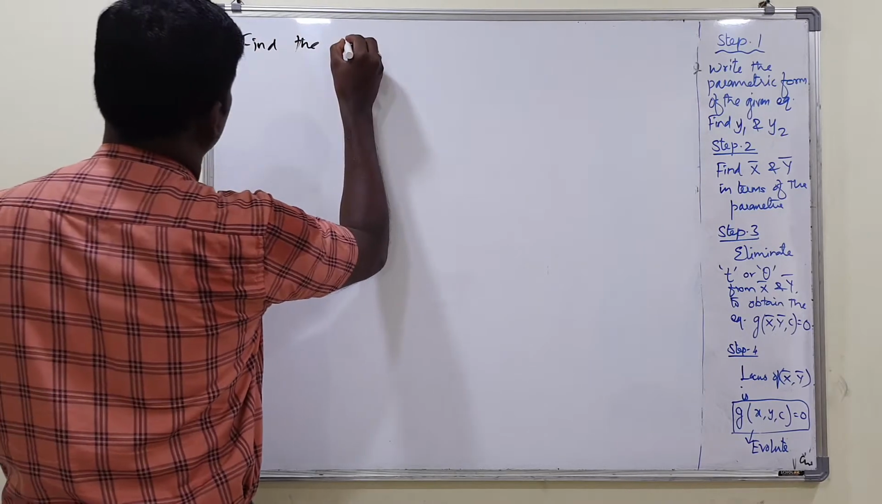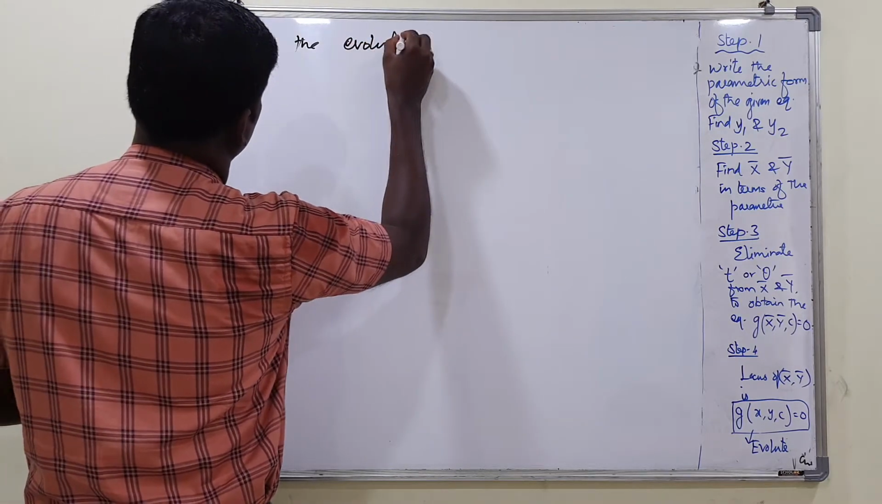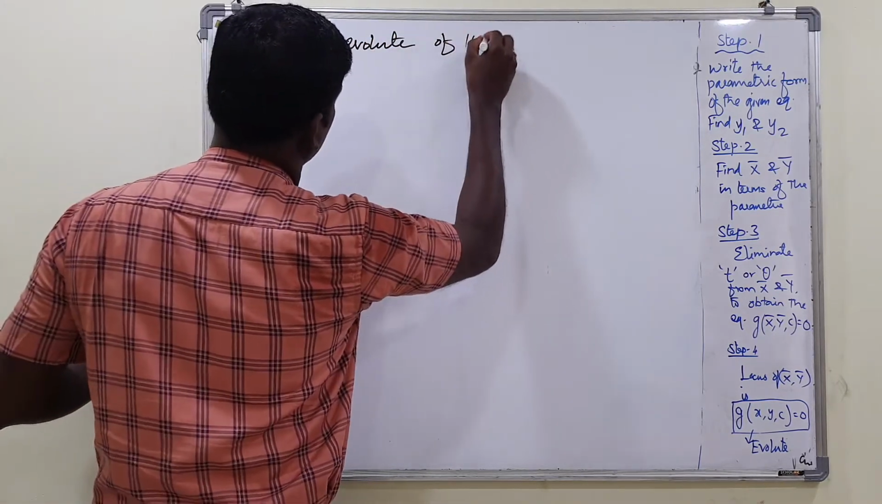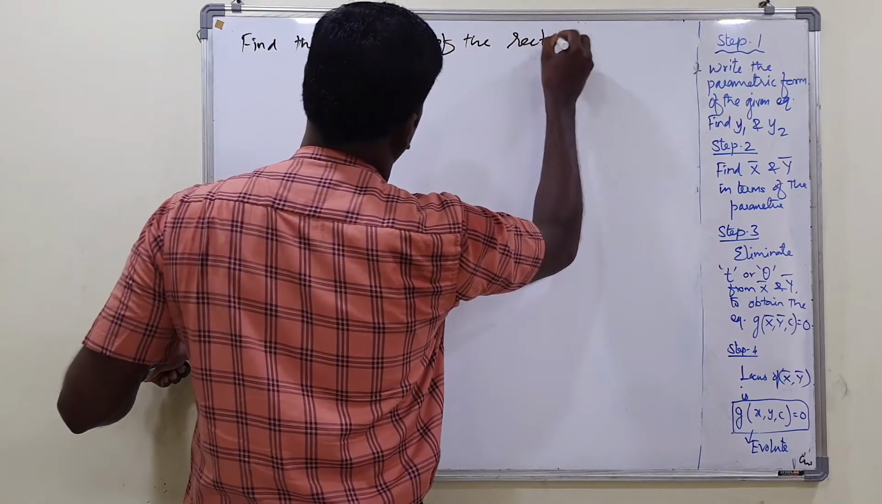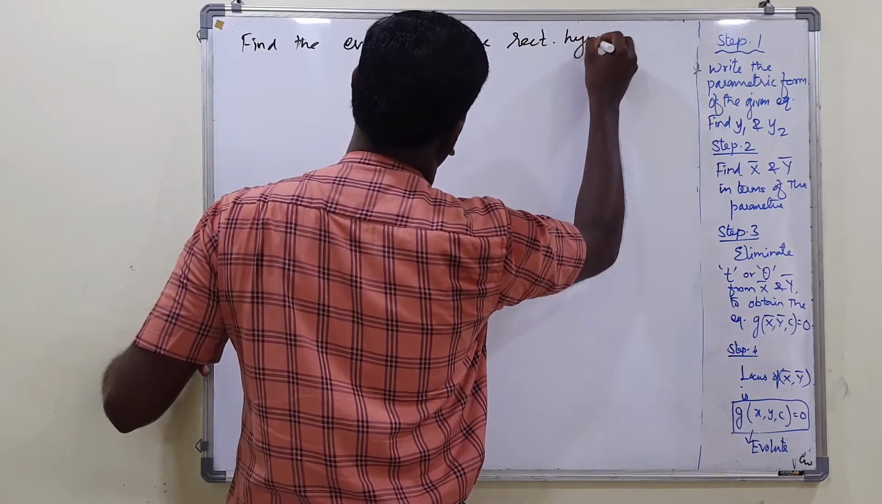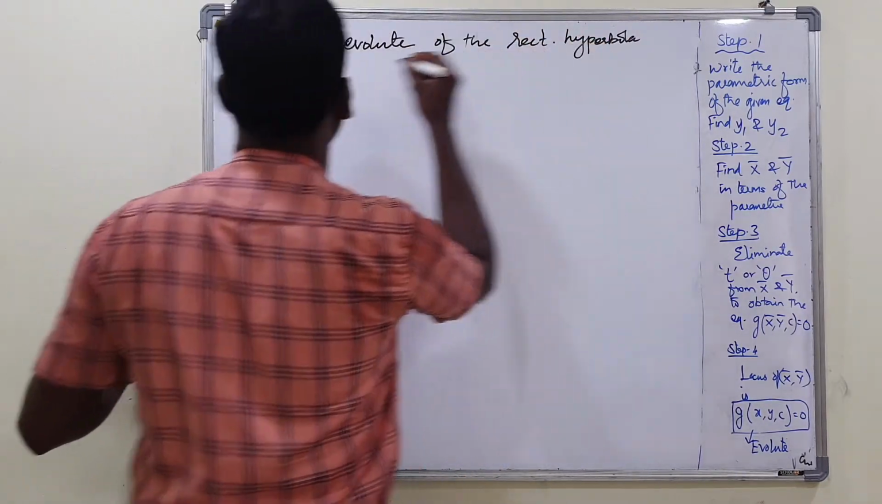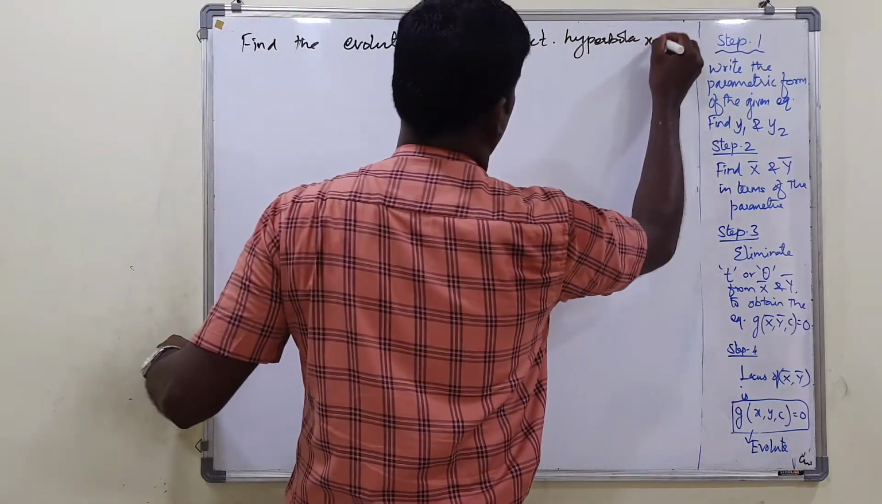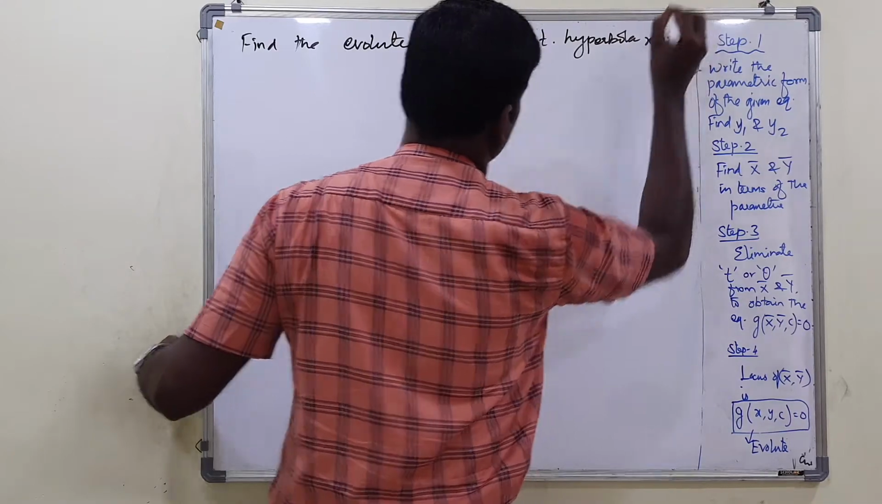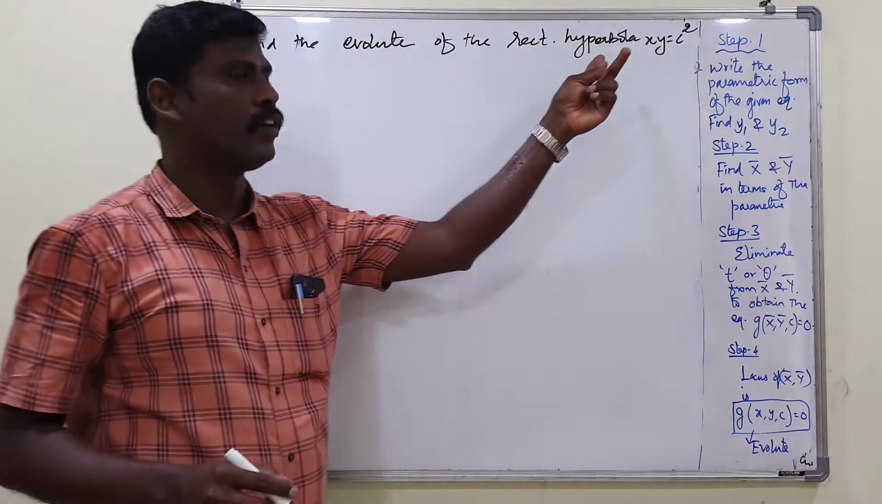Find the evolute of the rectangular hyperbola xy equal to c square. xy equal to c square. How is it different from hyperbola?